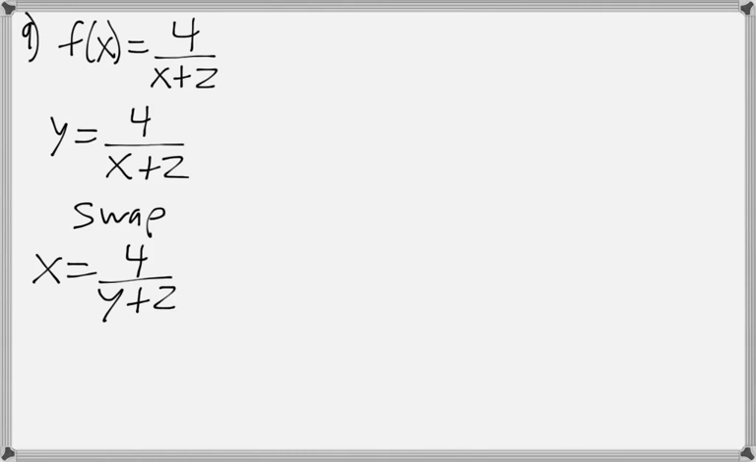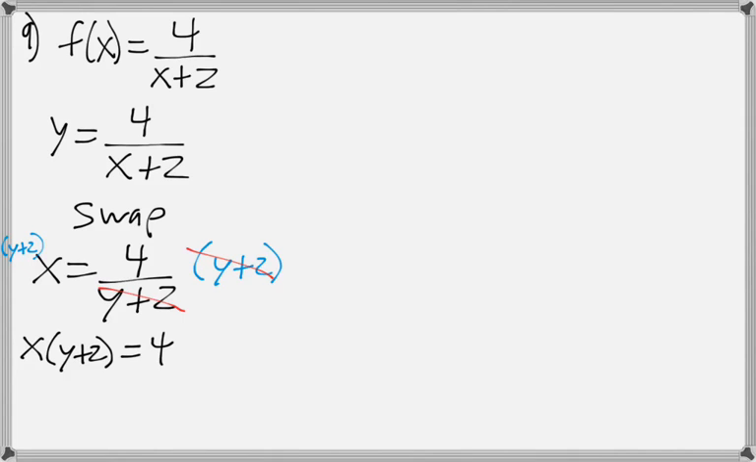Now, this one's a little bit tricky because my y is in the denominator. So in order to get it out of the denominator, I need to multiply really by y plus 2. Let's see if I have room here to do that. Y plus 2. So that's going to get it out of that denominator and get it up to the main level. So I have x times y plus 2 is equal to 4.